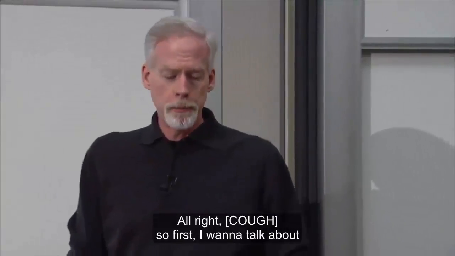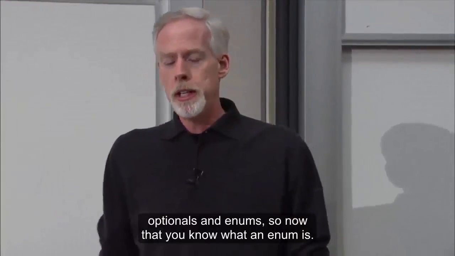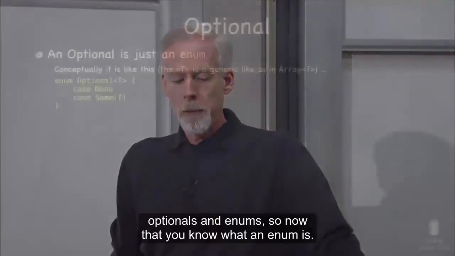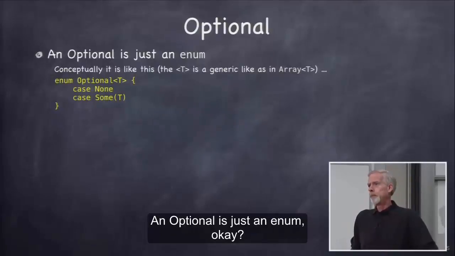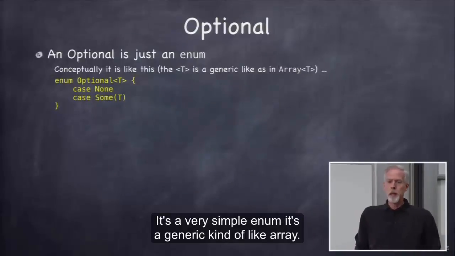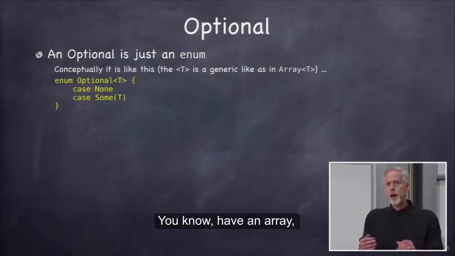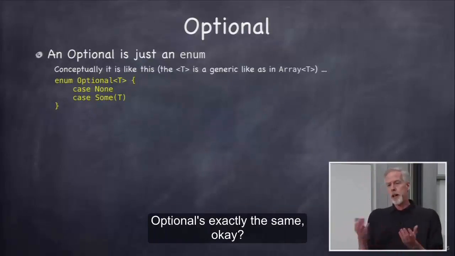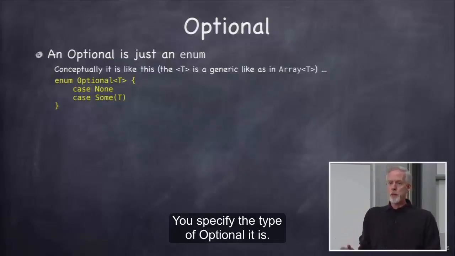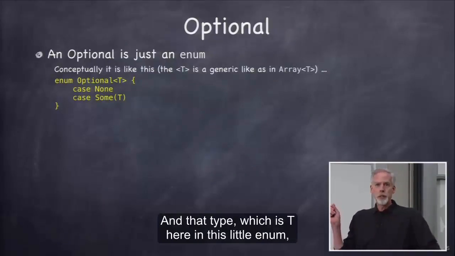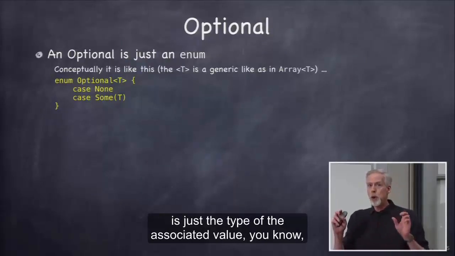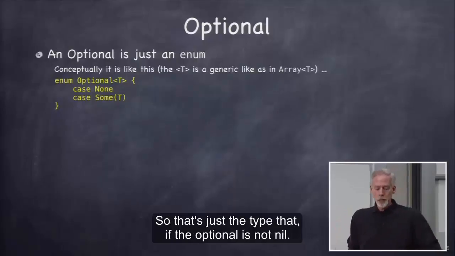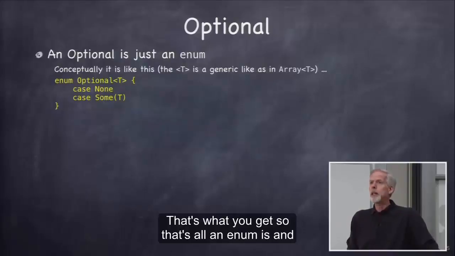All right, so first I want to talk about optionals and enums. So now that you know what an enum is, I can tell you what an optional really is. Okay? An optional is just an enum. It's a very simple enum. It's a generic, kind of like array. You have an array, you specify the type of thing in it. Optional is exactly the same. It's a generic. You specify the type of the optional, and that type, which is T here in this little enum, is just the type of the associated value. You know that enums can have associated values. So that's just the type that, if the optional is not nil, that's what you get. So that's all an optional is.